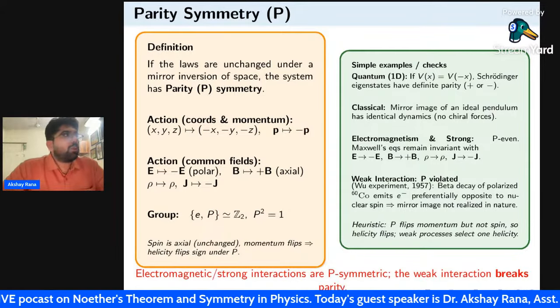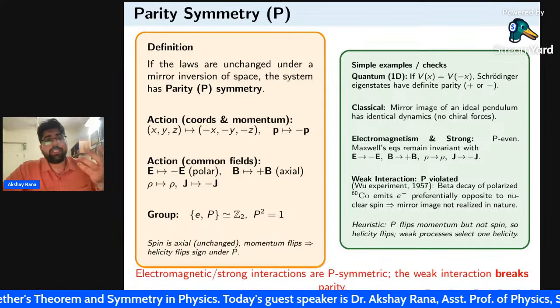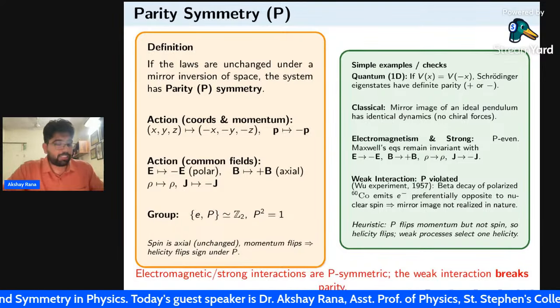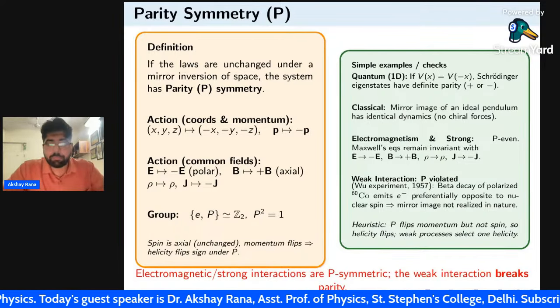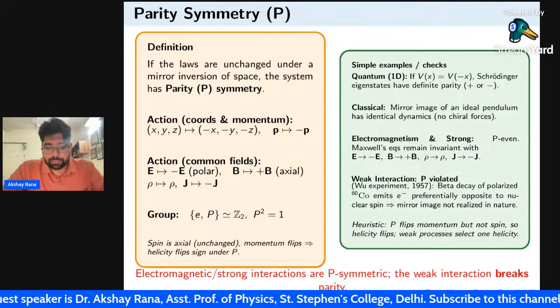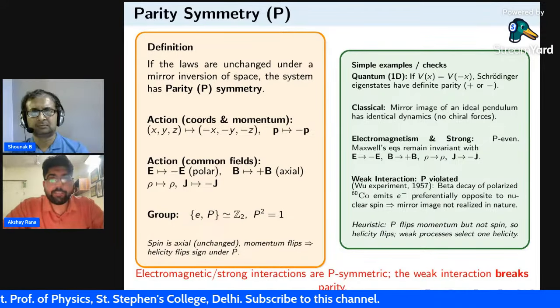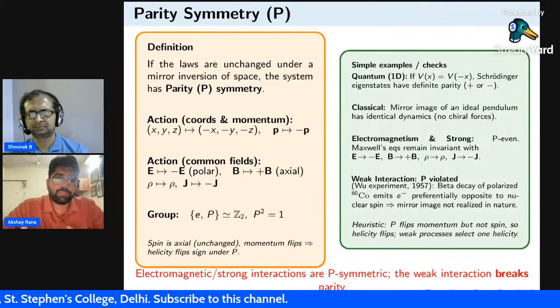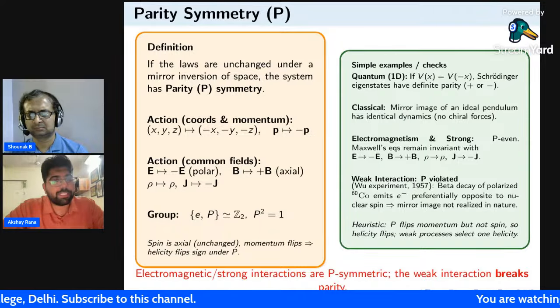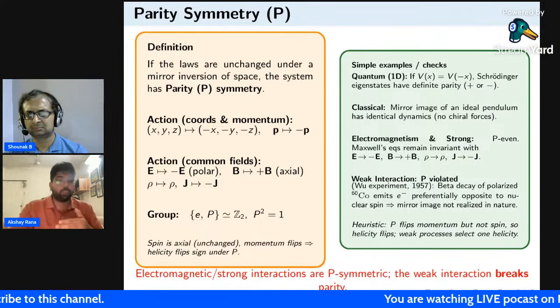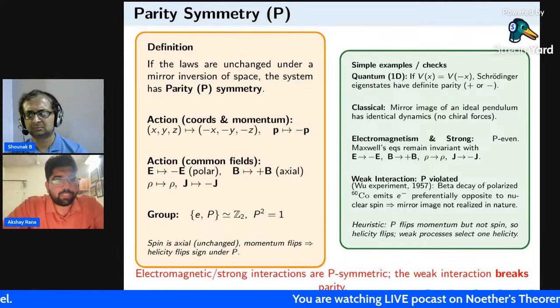Then if I talk about the Schrodinger equation, and in the Schrodinger equation I have a potential which is symmetric, or a static potential, a function of x. Even if I make that transformation there, the Schrodinger equation is going to be symmetric under parity. That means the equation will not change; the form of the equation will not change.